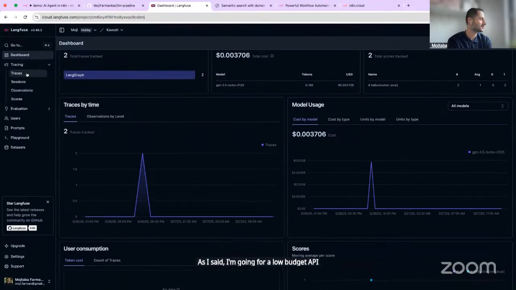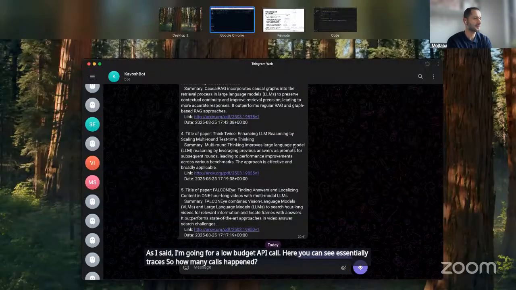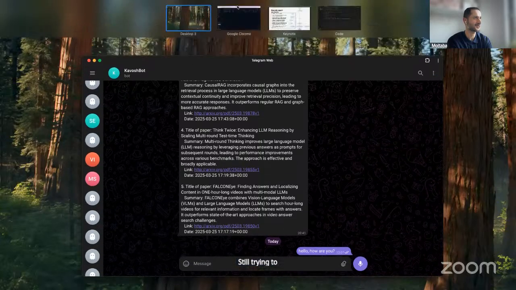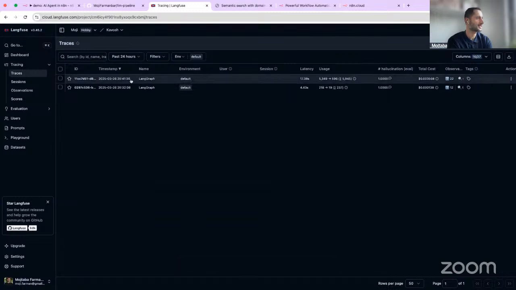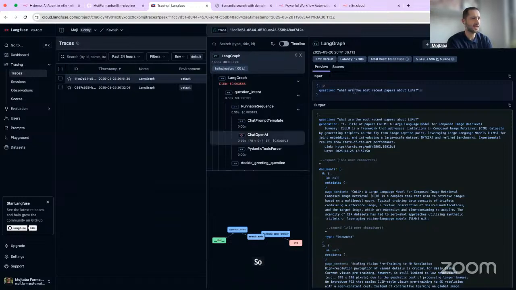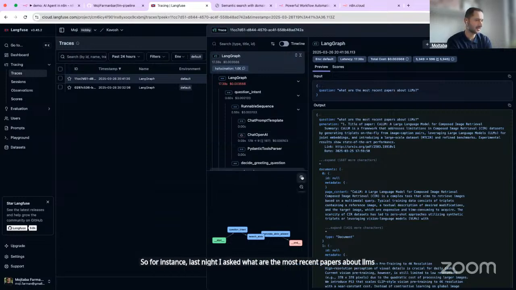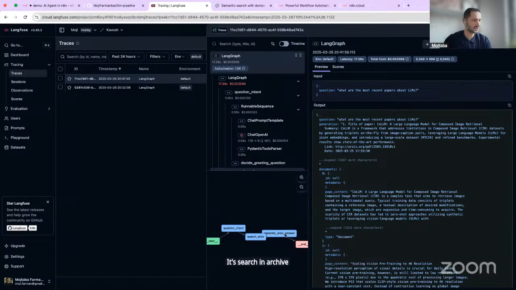Here you can see essentially the traces, so how many calls happened. Okay, it's still trying to fire up. Here it shows me what sort of question I asked and where it goes. For instance, last night I asked what are the most recent papers about LLMs. You can see here that it goes to question intent, searches arXiv, a website, generates an answer and sends it to me.